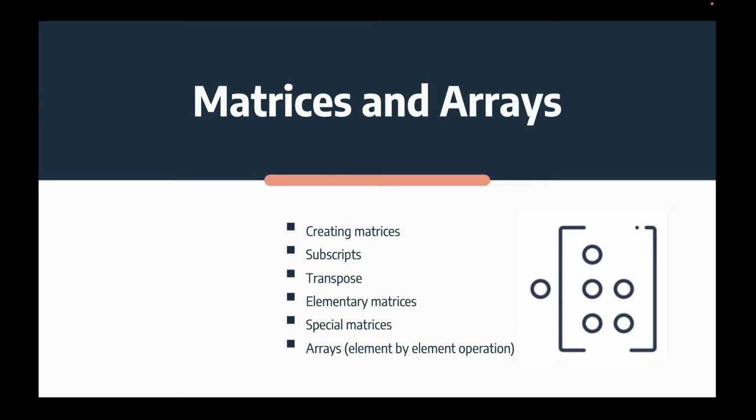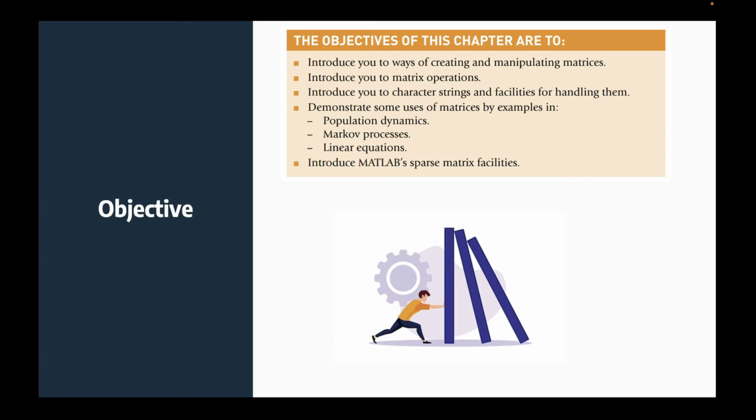the matrix chapter. The objectives for this chapter: you'll be introduced to the ways of creating and manipulating matrices in all possible ways. We will introduce you to matrix operations, character strings, the uses for matrices in population dynamics. I don't promise you to go into the Markovian process. It's too much detail into industrial engineering, so I would assume that you go through it on your own. I wouldn't ask you about it in the exam.